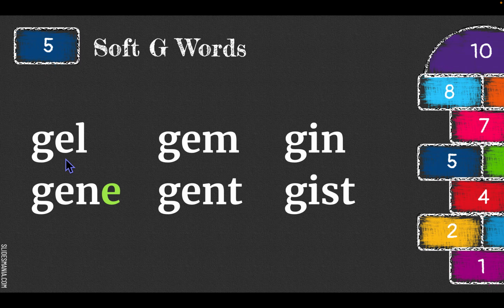J, el, gel. J, em, gem. Here's a G. Is it followed by an E, I, or a Y? Yes, so let's try the soft G sound first. J, in, gin. Right here we have a silent E. So it's going to make this E have its long sound. J, ene, gene. J, ent, gent. J, ist, gist.